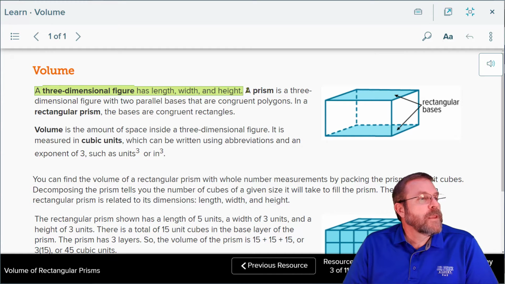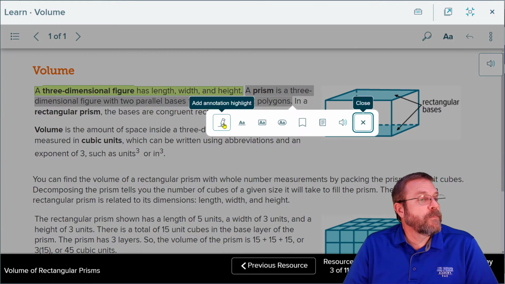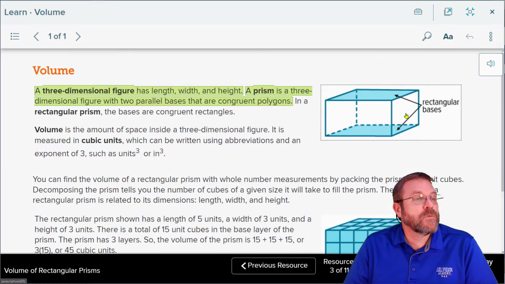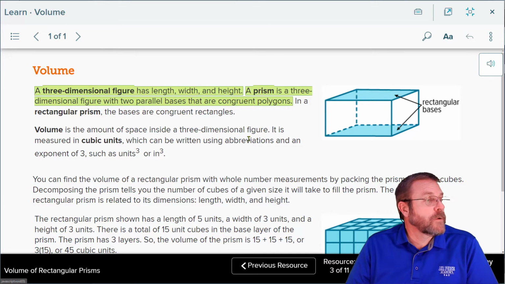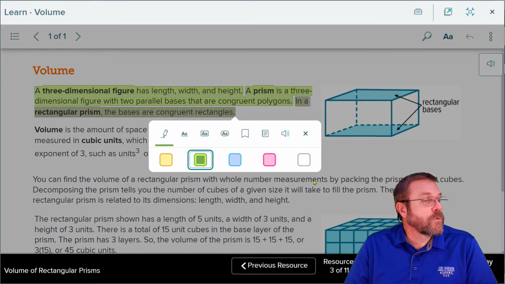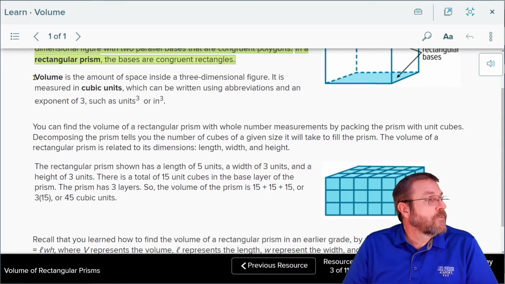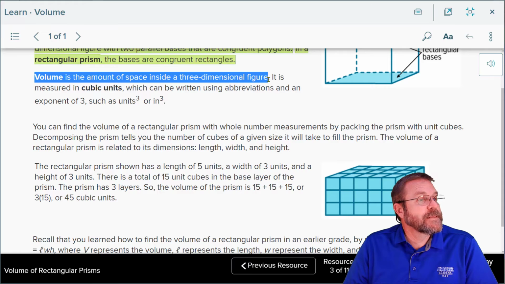A prism is a three-dimensional figure with two parallel bases that are connected with polygons. And you can see right here off to the side, you have a prism because it is a three-dimensional figure that has two parallel bases, the top and the bottom here, that are connected by congruent polygons, which are going to become the sides right here. In a rectangular prism, the bases are also going to be congruent, which is what we're dealing with in this prism. Next, volume is the amount of space inside the figure.